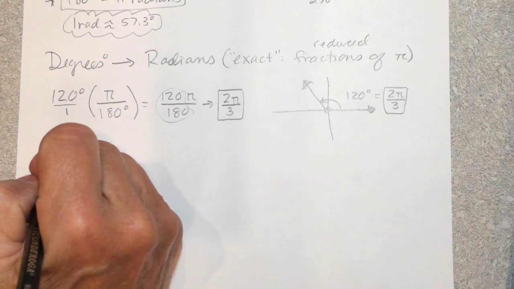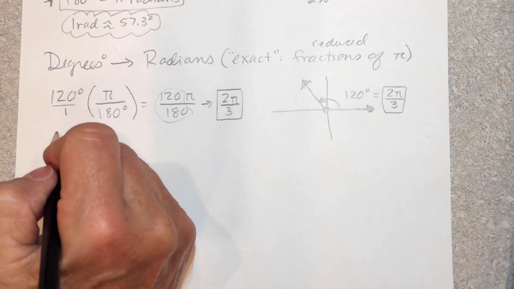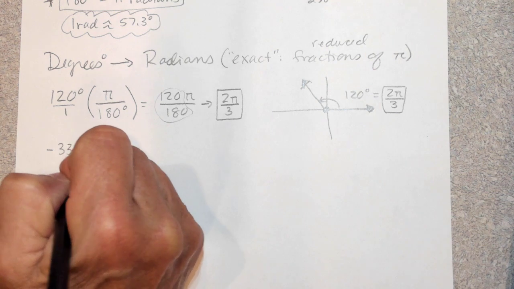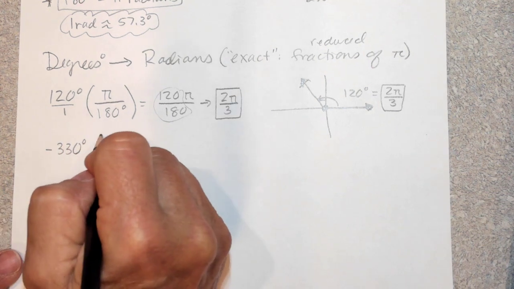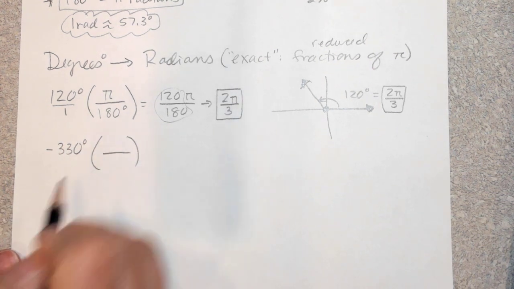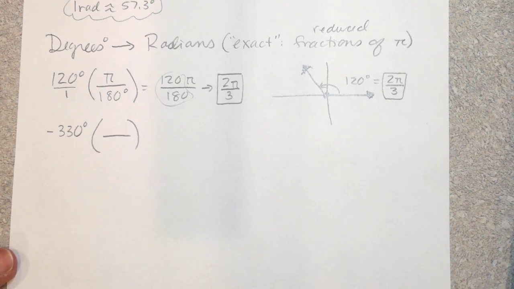Let's say I had something like, I don't know, negative 330 degrees. Well, again, I don't care about the negative in this case because it's just a direction telling me to go clockwise instead when I start.